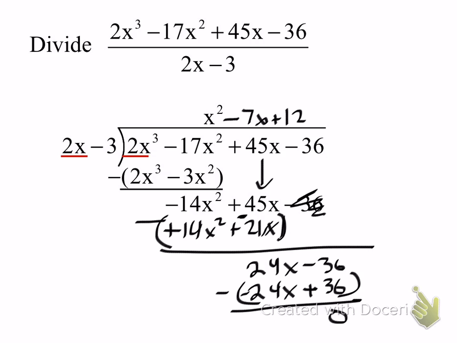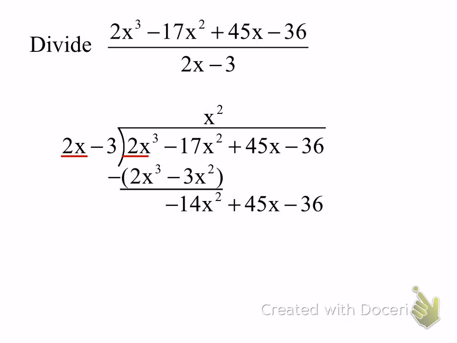Yes? Sorry, how did you get 7x? Because right here, when I was here, I said 2x times what equals negative 14x squared. Okay, any others? All right, so let's move on.